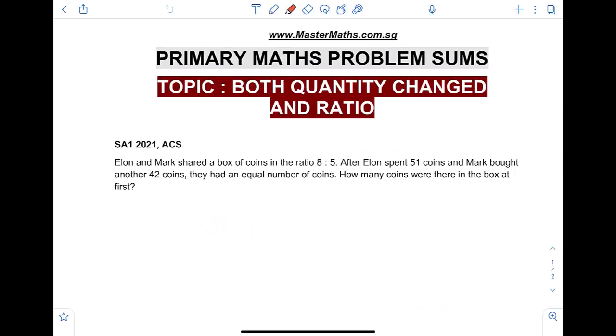Elon and Mark shared a box of coins in the ratio 8:5, which means that Elon has 8 units of coins, Mark has 5 units of coins. Now after Elon spent 51 coins, which means his number of coins has to reduce, and Mark bought another 42 coins, which means for Mark his has to increase. They had an equal number of coins. How many coins were there in the box at first?